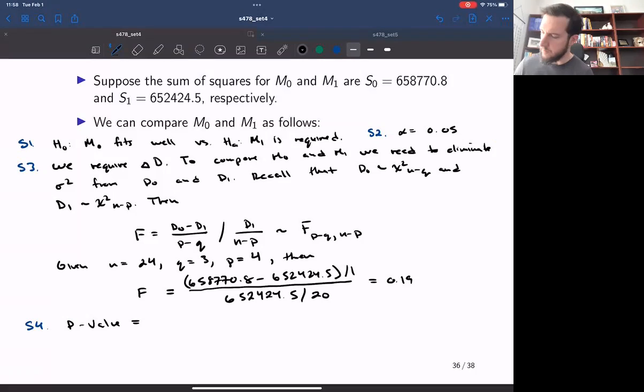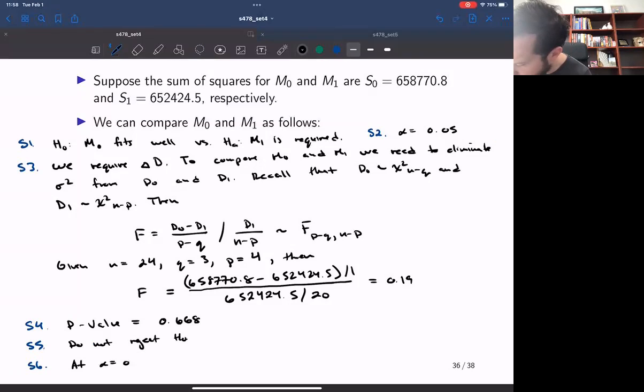Oh, it's not as big as I thought. I thought it would be much bigger. It is 0.667 or 0.668. So on step 5, we do not reject H0. And then on step 6, just very briefly, at alpha equals 0.05, there is no sufficient evidence that M1 is needed.